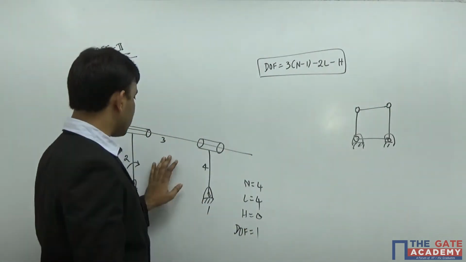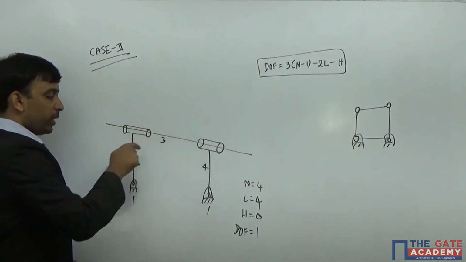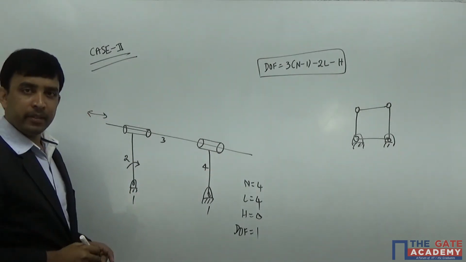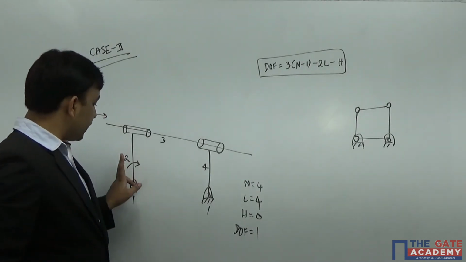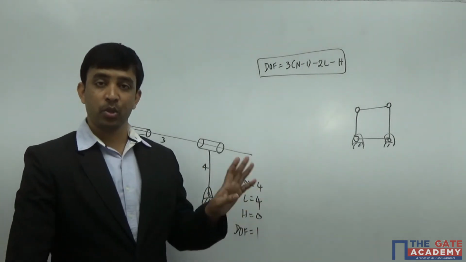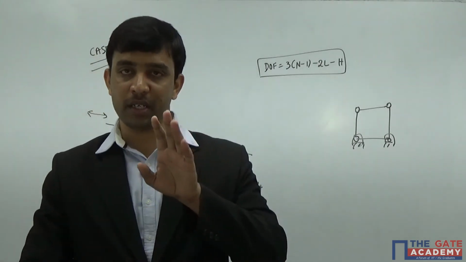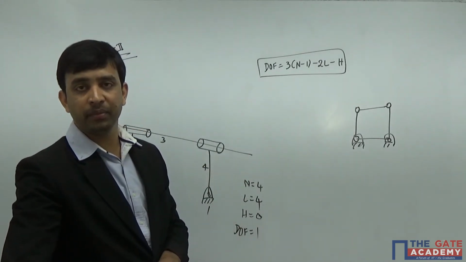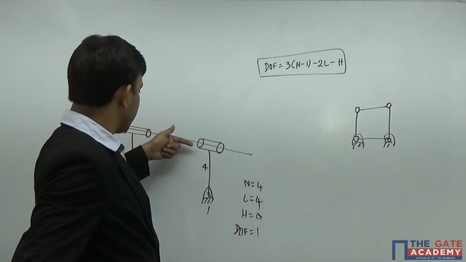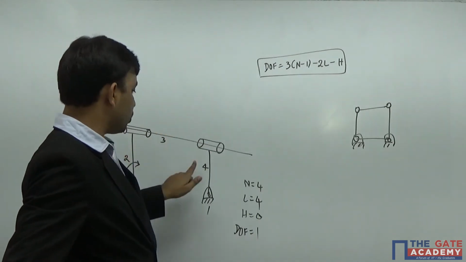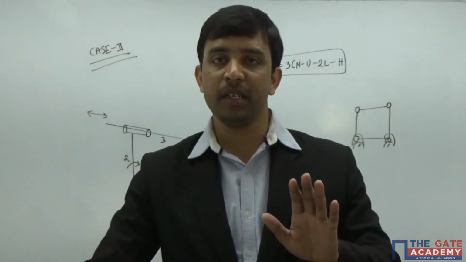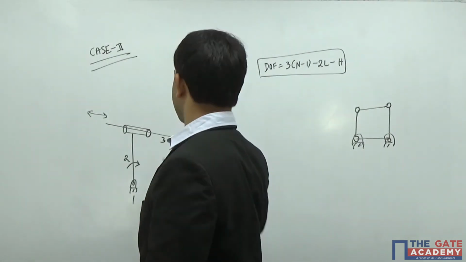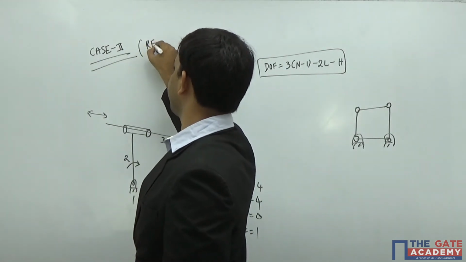So in this mechanism, I can move link number 3 without imparting any motion to link number 2 or link number 4. I can reciprocate link number 3 like this, without imparting any motion to link number 2 or link number 4. Such links are said to have redundant degree of freedom. So whatever degree of freedom you are getting here, that is the redundant degree of freedom. Such links, which I can move without giving any motion to link 2 or link 4, are known as having a redundant degree of freedom.